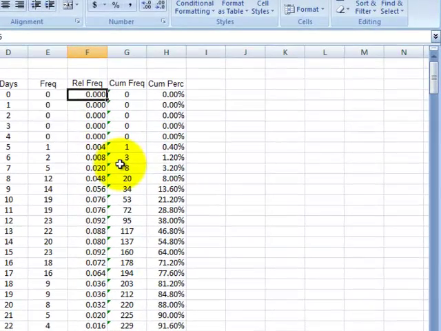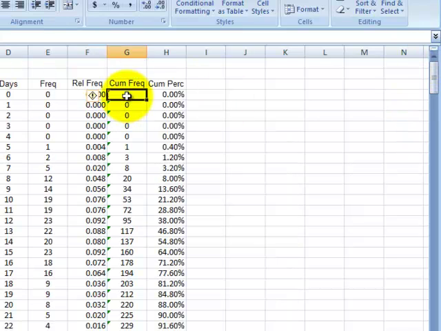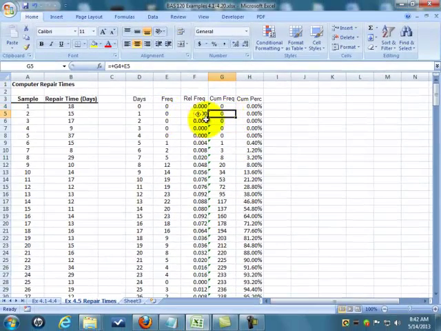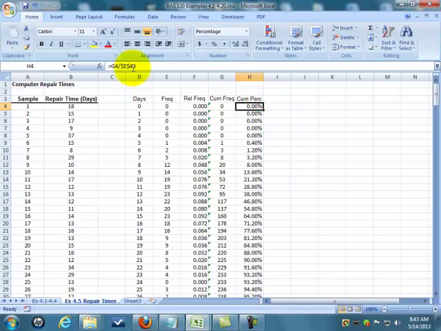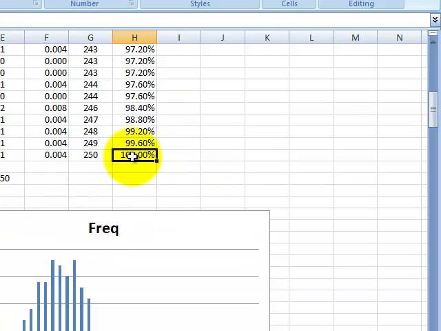Then I can say my relative frequency is this divided by the total. And again, I locked in my 250, so I could just copy it down. My cumulative frequency, to start off, is my frequency of the first period. Then the next one is this cumulative frequency plus the frequency that I had there. And again, I filled this down. Cumulative percentage is just my cumulative frequency divided by my total, which is 250. I locked that so I could copy it all down. And notice we get to 100%.